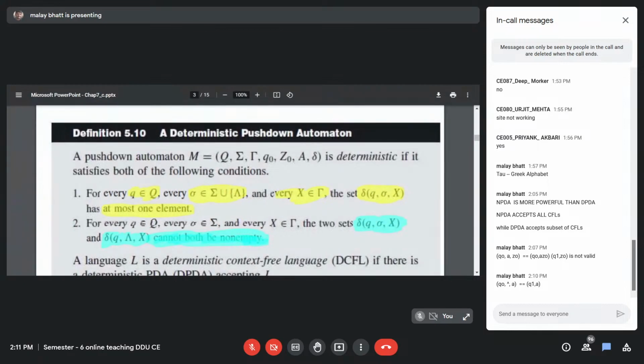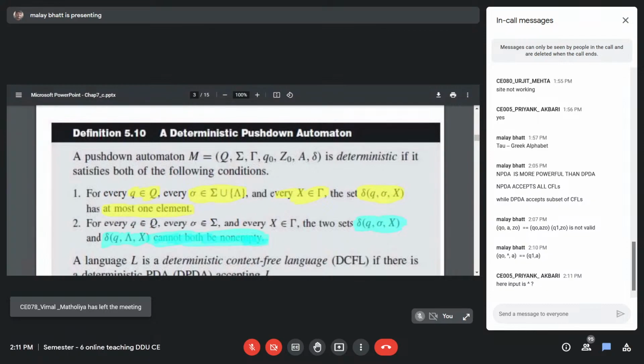So we have to cut down both the branches: a branch which is ignoring the alphabet, and the branch which is ignoring the null. If we cut that down, yes, here input is null. Right? Here input is null. So when input is null, it is creating also one branch.